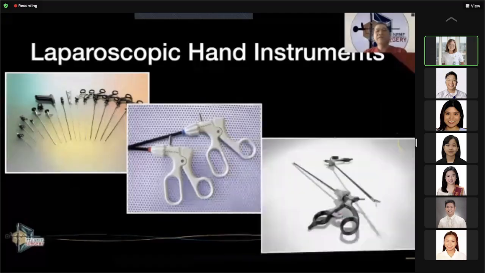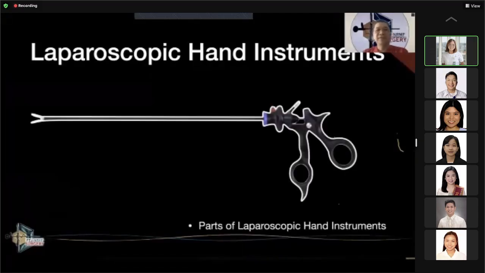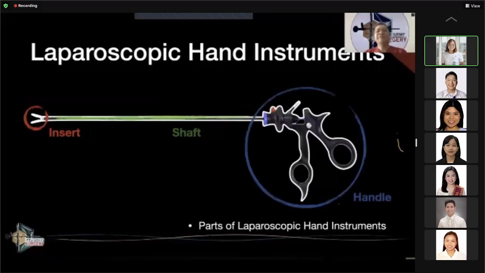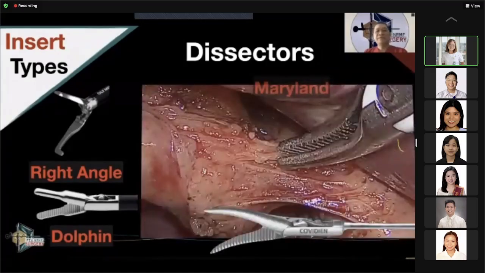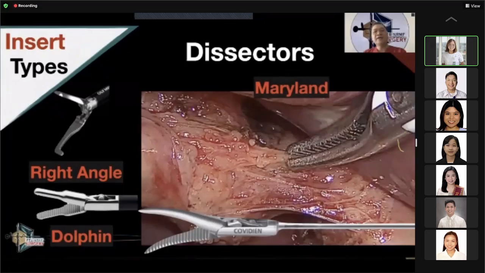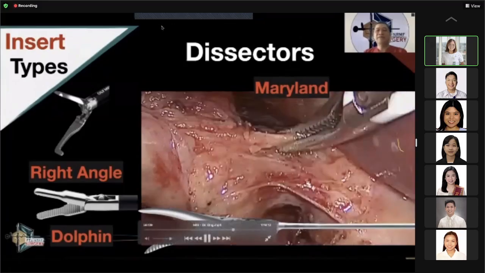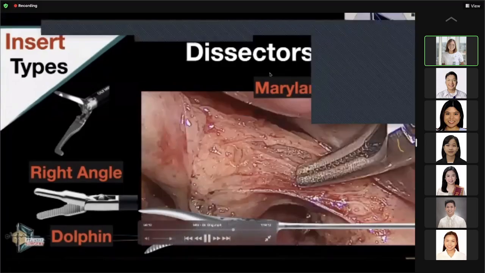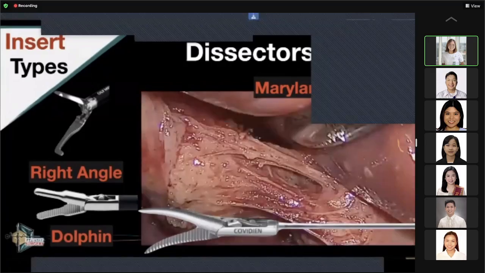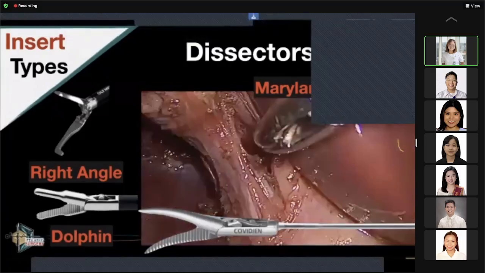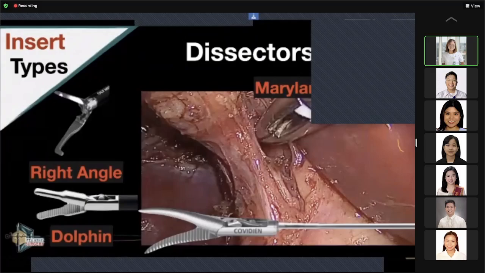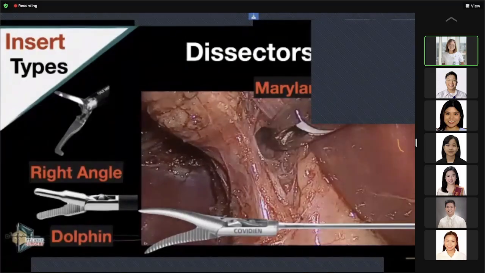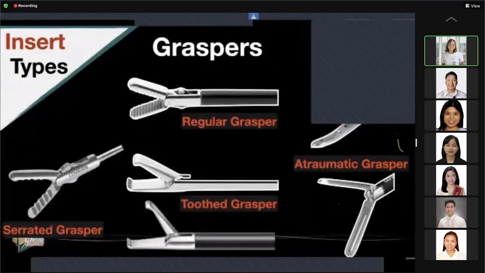So these are the different hand instruments that you use. You have the insert, the shaft, and the handle, so they come in three pieces. There are different types of instruments: right angle, dolphin, Maryland. No? So these are the different dissectors that you use, depending on the preference of the surgeon. They have different uses. Some are used for grasping, some for dissection, some only for manipulation. So these are the graspers.